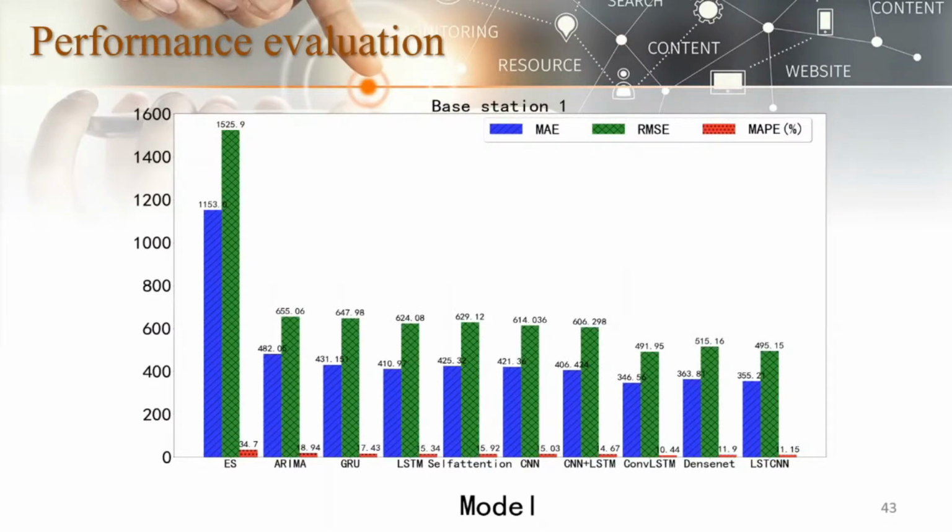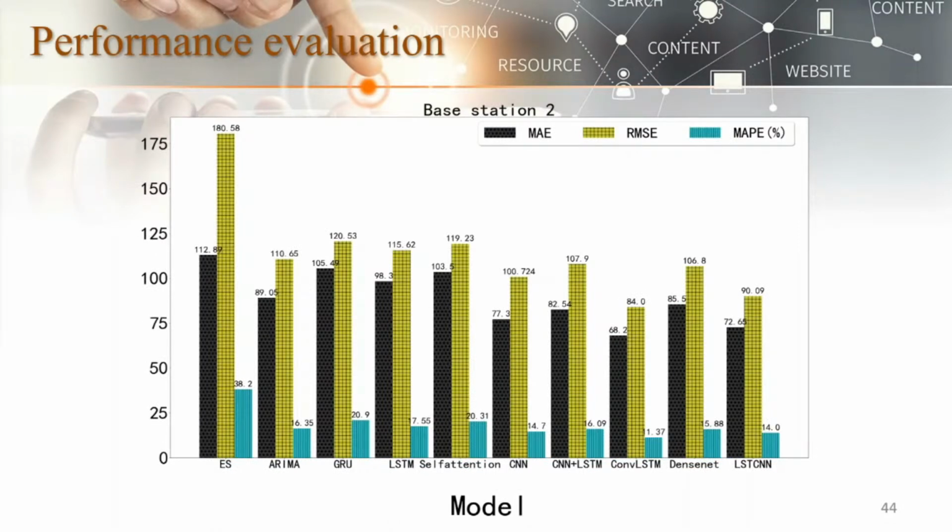In order to evaluate the proposed lightweight model, we compare it with the current technologies, including ARIMA, gated recurrent unit, long short-term memory, self-attention, convolutional neural network, and so on. We can find that our proposed method has better prediction results. This figure shows the prediction results of the second type of base station. We can see that the proposed model also has good performance.